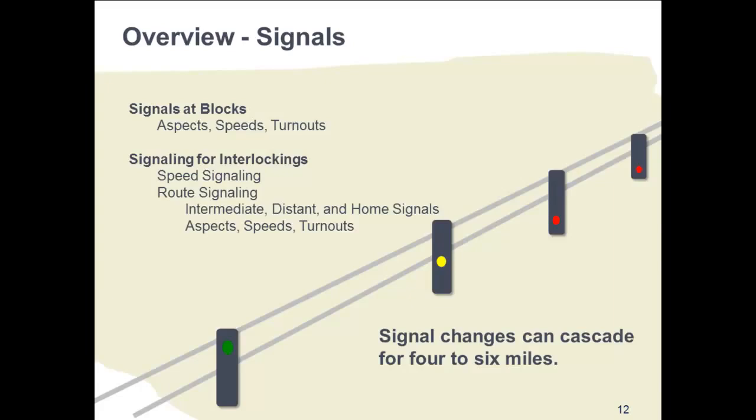So now let's get into the signals themselves. Dick and Jared, what signal information are we about to cover, and how will this information be useful to the grantees in their projects? Okay, we will cover signals at blocks and signals at interlockings. We will go over the signal aspects, or what the different lights and colors mean. We'll also describe how speed limits are indicated for both straight and diverging moves, and the discussion will cover differences between speed signaling and route signaling.